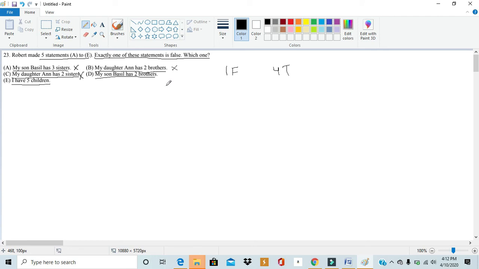Now, the problem with this is statements B and D. My daughter Anne has two brothers, and my son Basil has two brothers. If Basil has two brothers, and Basil himself is a boy, that gives us three boys. So his daughter Anne would have to have three brothers. Well, we can't have three brothers and two brothers at the same time. That just doesn't work. Two does not equal three. So we can eliminate E as an answer choice.